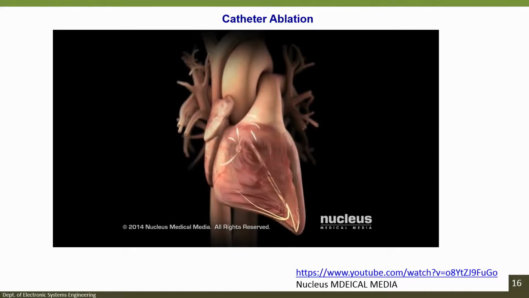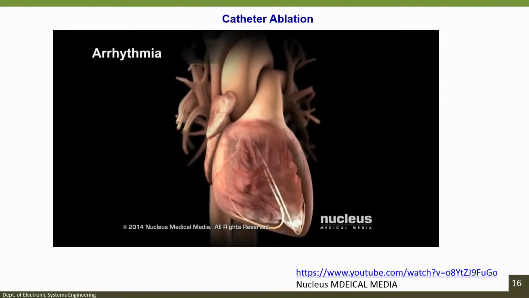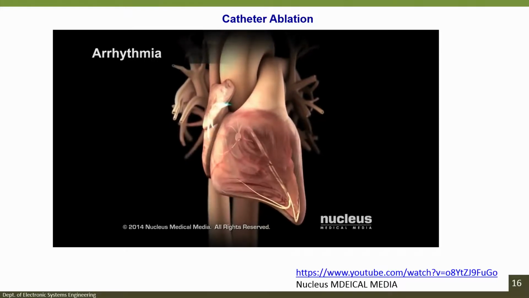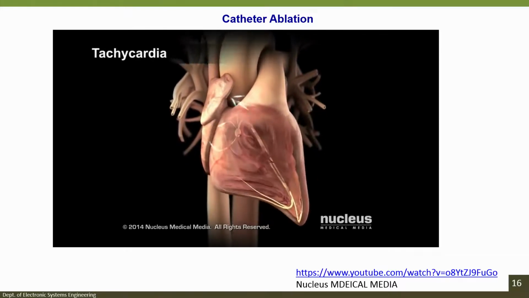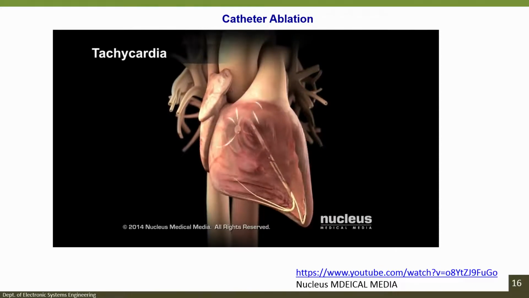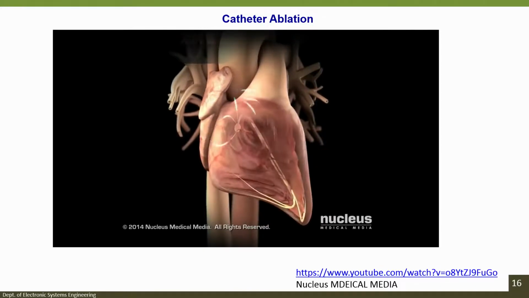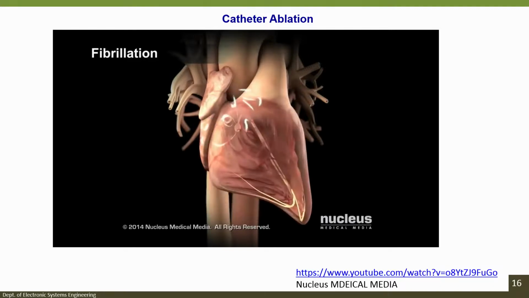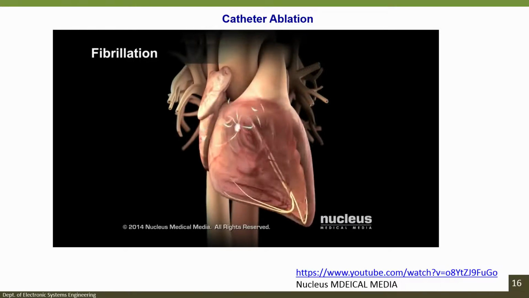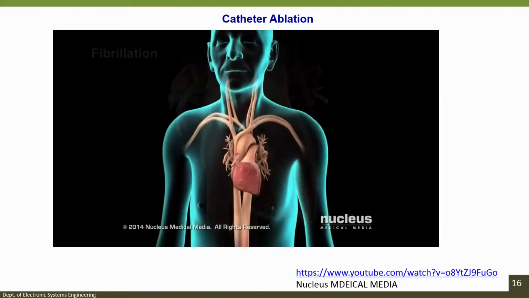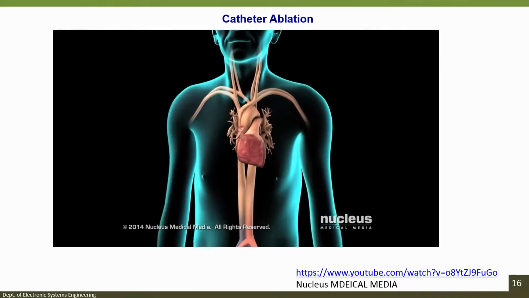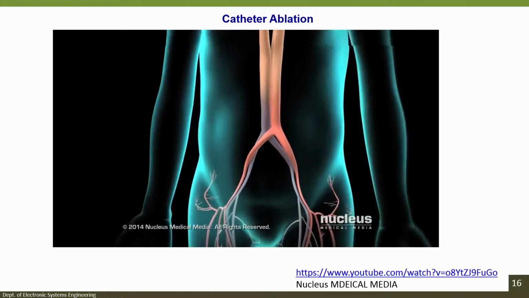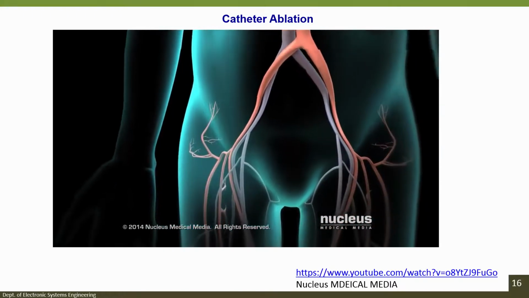An abnormal heart rate or rhythm, called an arrhythmia, occurs when there's a problem with the heart's conduction system. Tachycardia is a type of arrhythmia where the heart beats too fast. Fibrillation is a type of arrhythmia where the heart beats irregularly and may be too fast. For certain types of arrhythmias, a catheter ablation procedure may be necessary to stop the heart tissue from causing the arrhythmia.